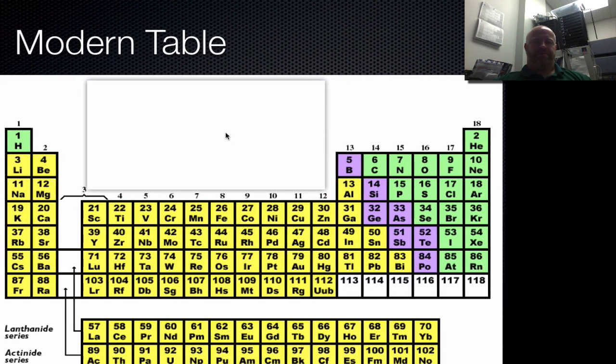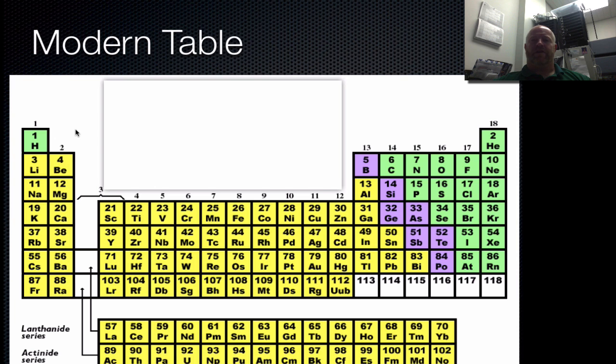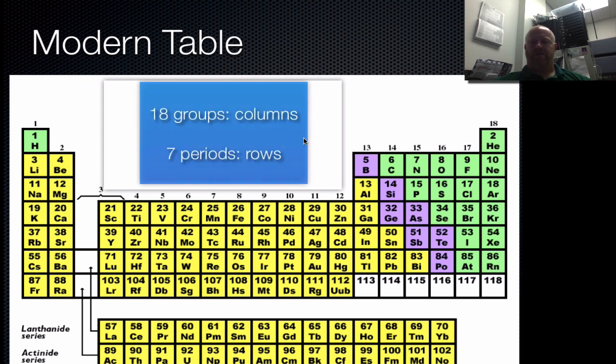Here's our modern periodic table. We've already talked about this in our previous unit. There's 18 groups across the top.